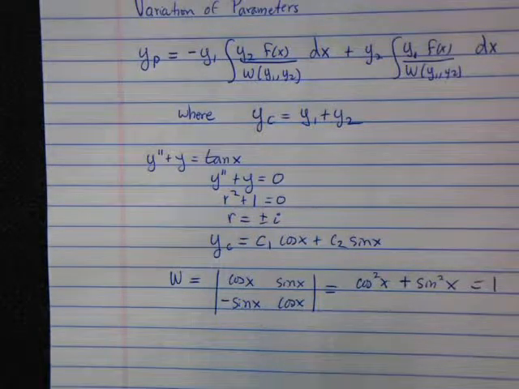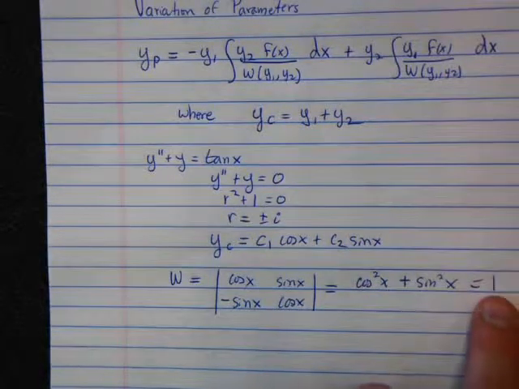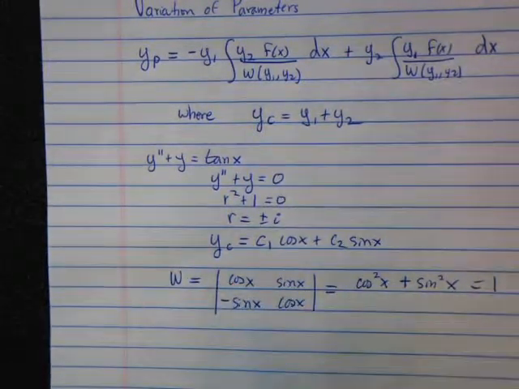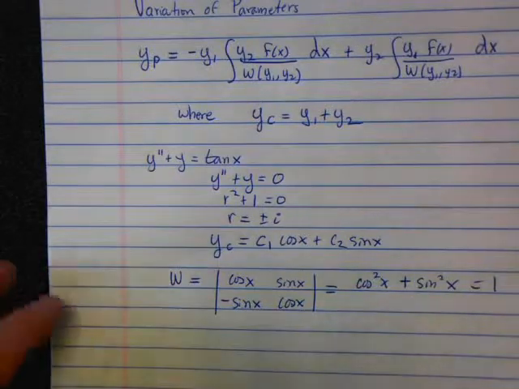That means it's linearly independent. That means they are linearly independent. That is correct, because if they were linearly dependent, I wouldn't have gotten the number 1. I would have gotten 0. So those two functions are linearly independent, which we already knew from previous work.